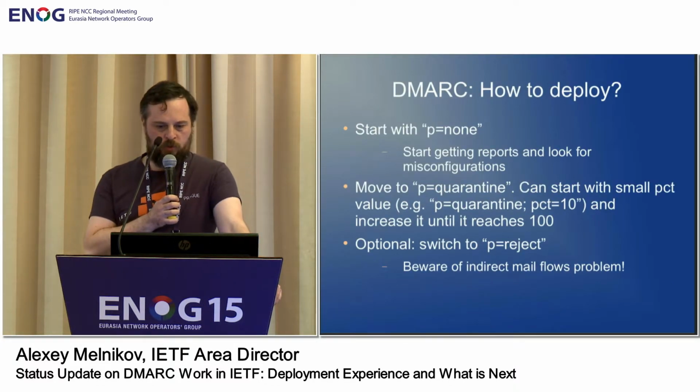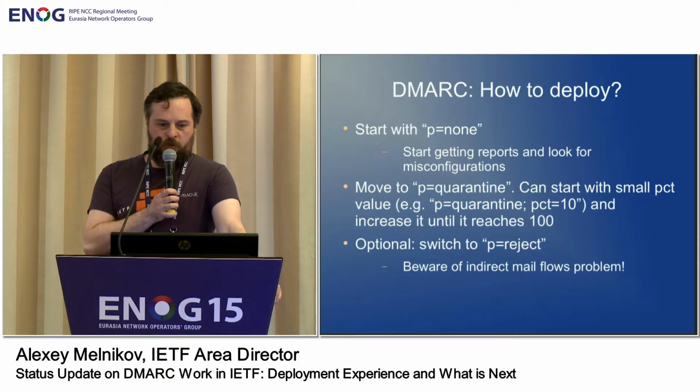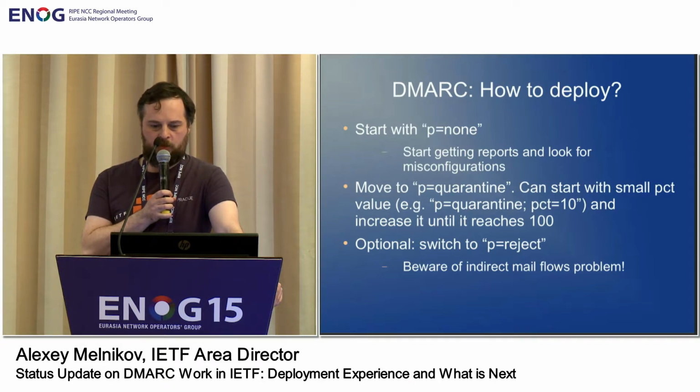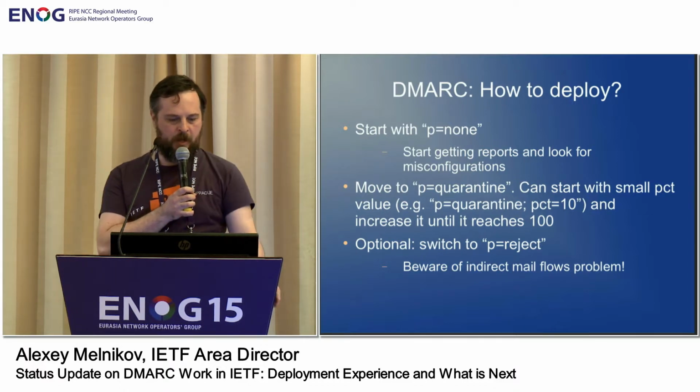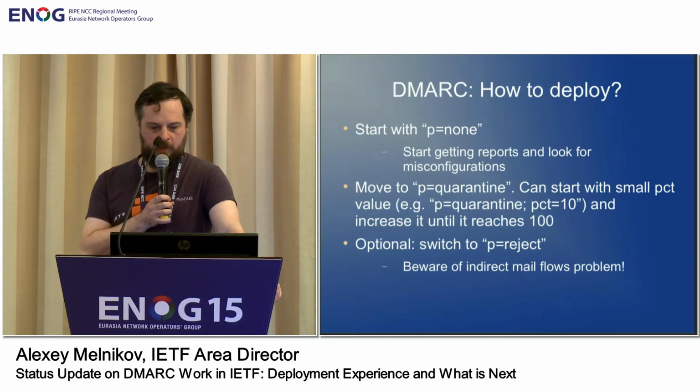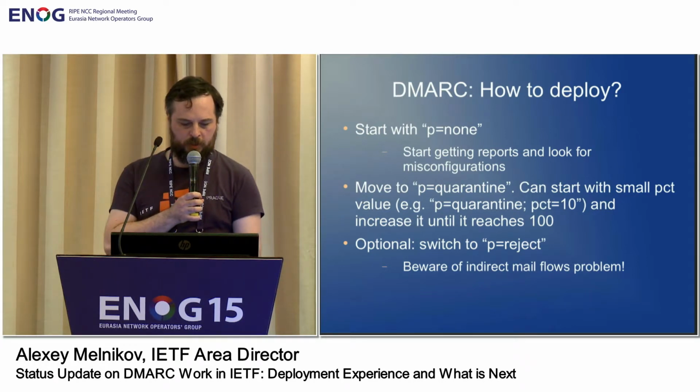So if you want to deploy DMARC, then you probably should start with policy p equal none. This will enable generation of reports, so you can observe how your domain is being used. Then you can move to p quarantine, and then start with a small percentage, and then increase it. And then, if you are very brave, you can switch to p reject. But I'm trying to talk quickly about some downsides of this.